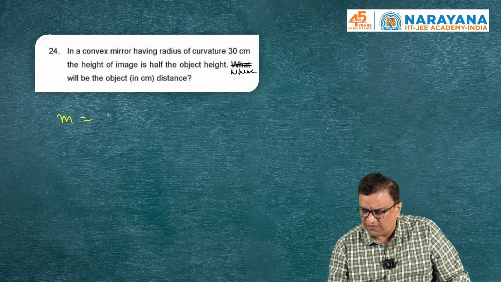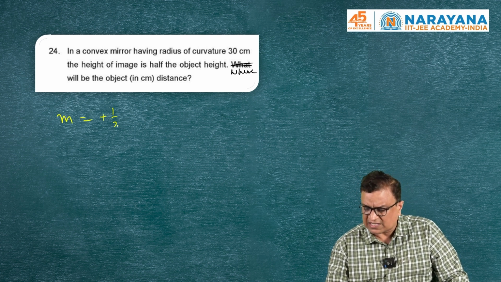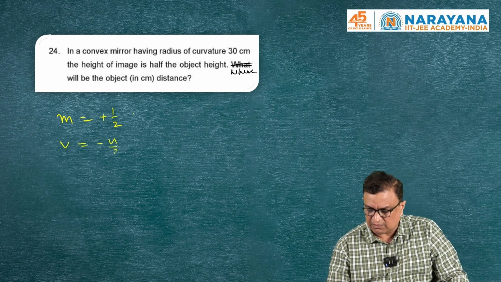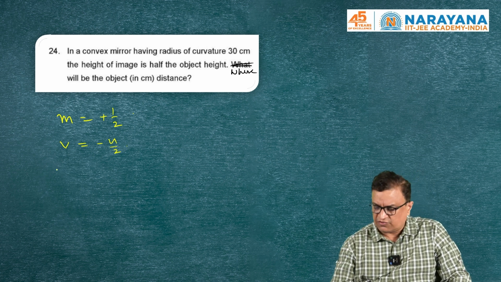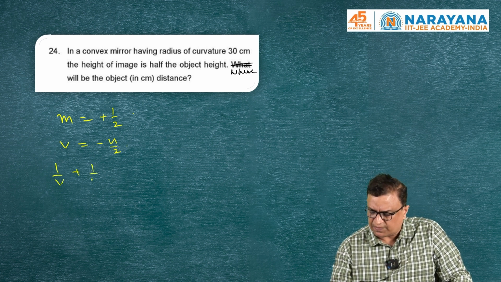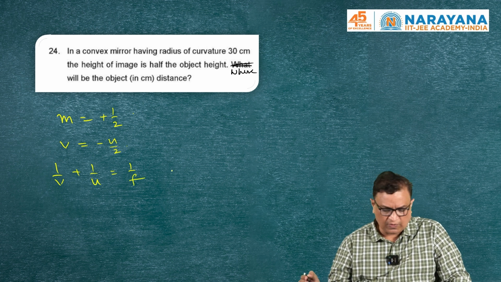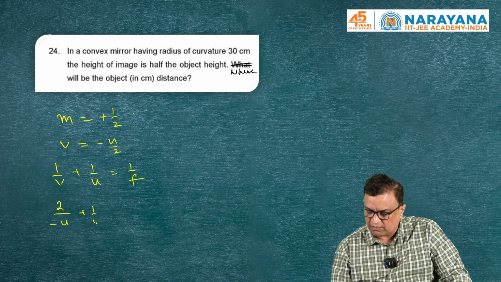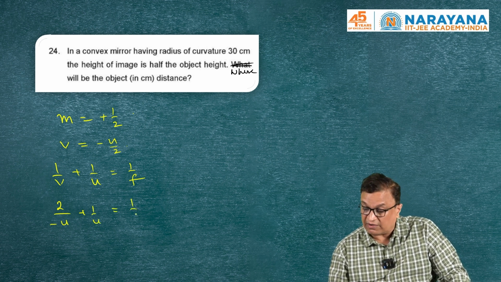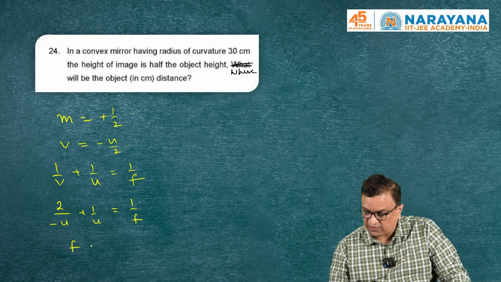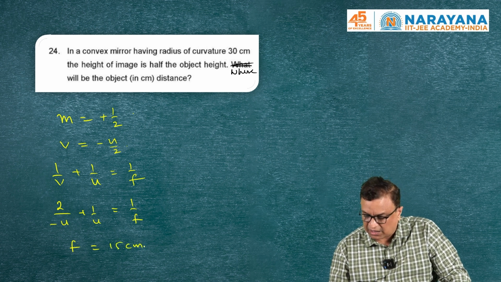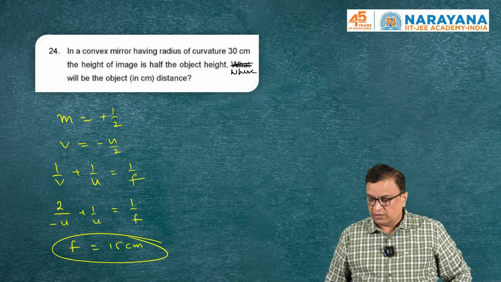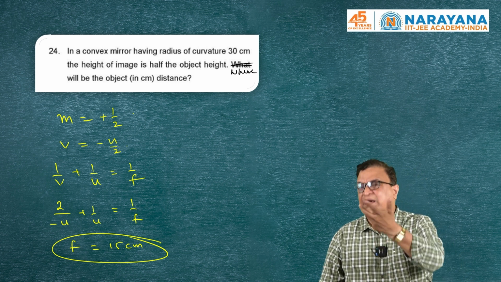Now, I am given magnification as plus 1 by 2, which means v is nothing but minus u by 2. That's the standard formula: 1 by v plus 1 by u is 1 by f. Now you just substitute: 2 by minus u plus 1 by u is 1 by f. I will get f as a number, 15 centimeters. Remember, it is a convex mirror. That is the reason why you got a diminished image.